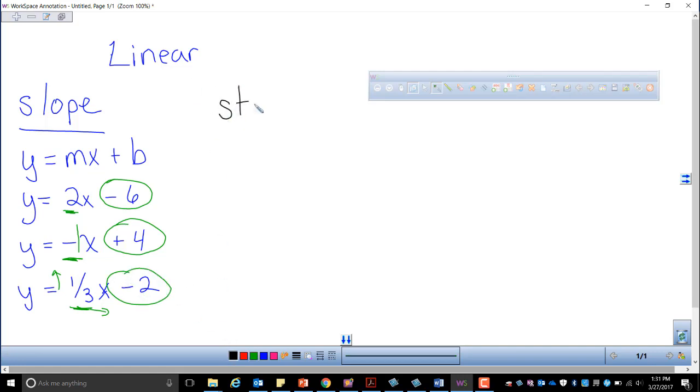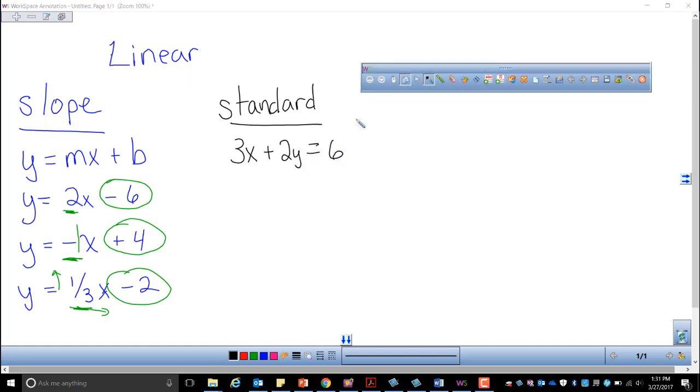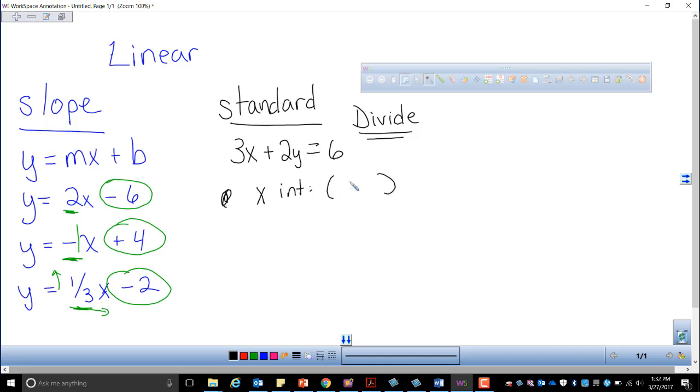Then we looked at standard form, and standard form is the one where the x and y are on the same side. So 3x plus 2y equals 6. So standard form is the one that we have to divide. That's what we should remember. When it's standard form, we're probably going to have to divide. So if I want to figure this out, I can say my x-intercept is, if I take 6 divided by 3, that's 2, 0. My y-intercept, I take 6 divided by 2, that's 3, so I get 0, 3.